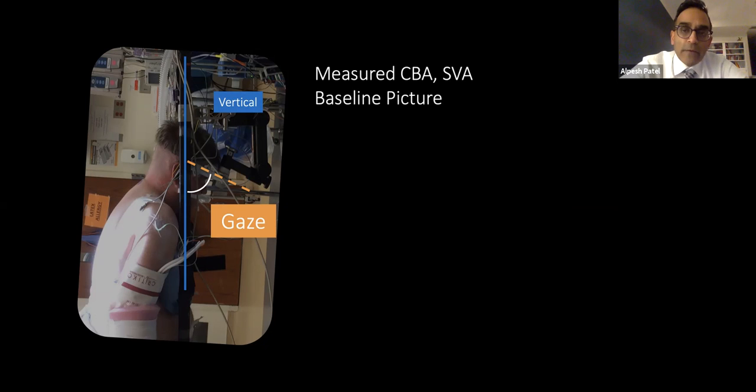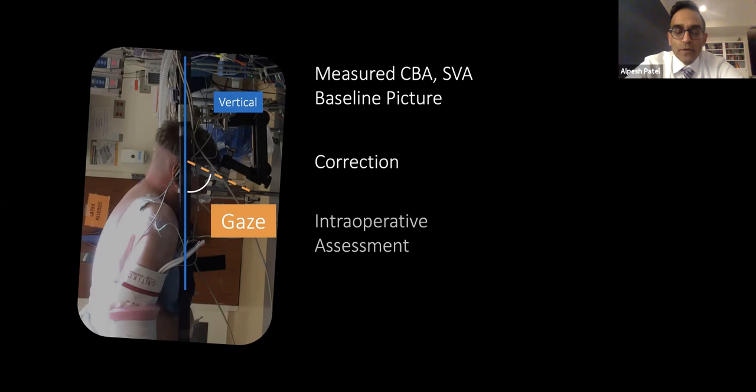So we measure it. What I do now in the OR is I measure it in the office. I measure it when they're on the table. And I take this picture just like this in the operating room, and I keep it on my phone and I keep it available throughout the case so I can compare. We go through the corrective maneuver, and then we do an intraoperative assessment of the patient to see what their alignment looks like under the drapes as best as we can.